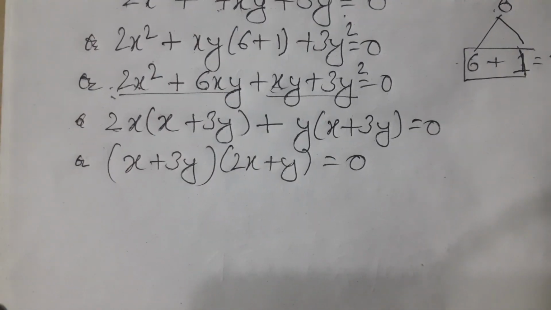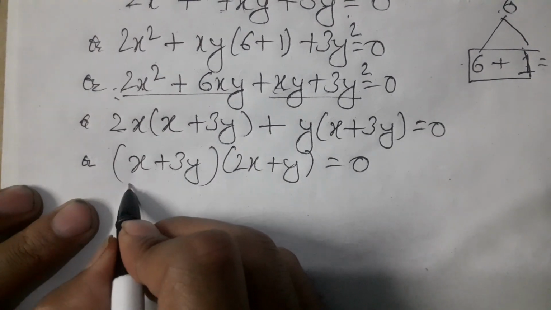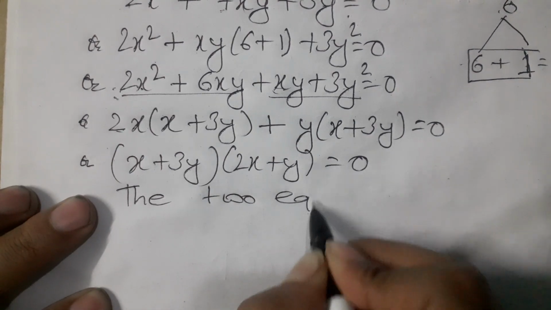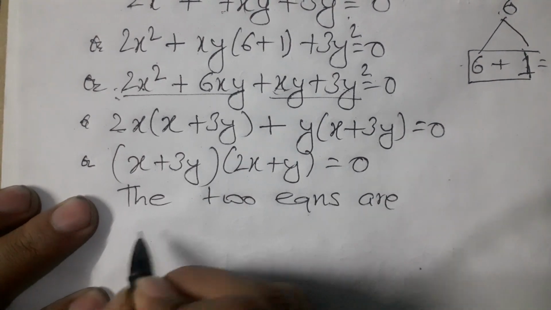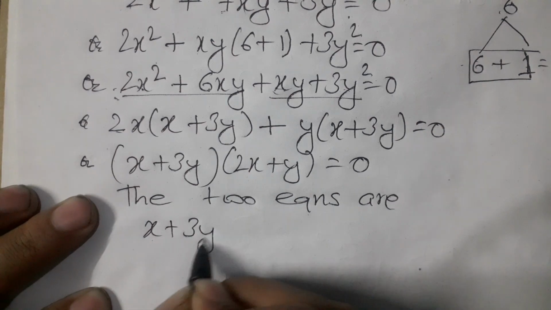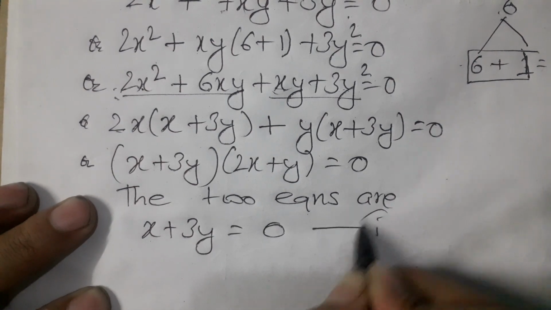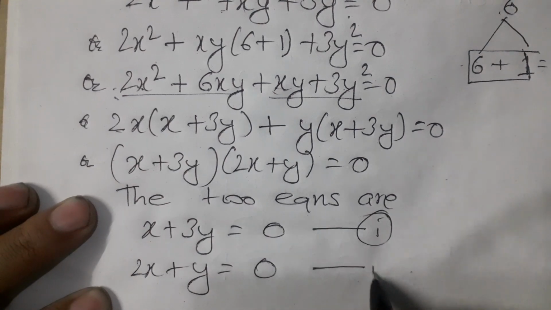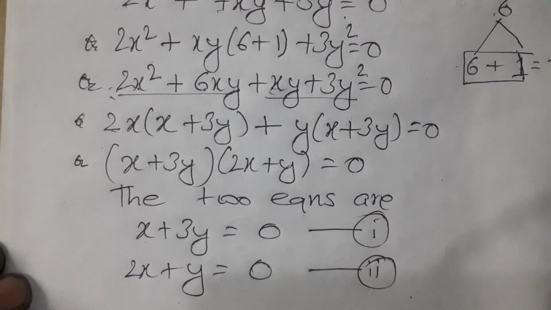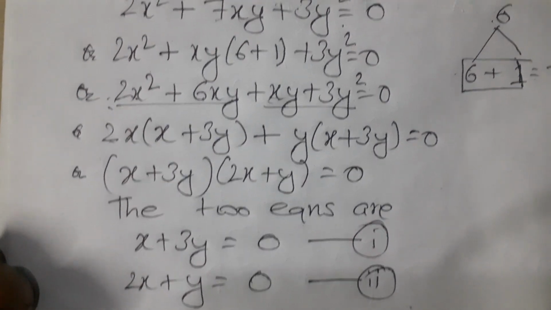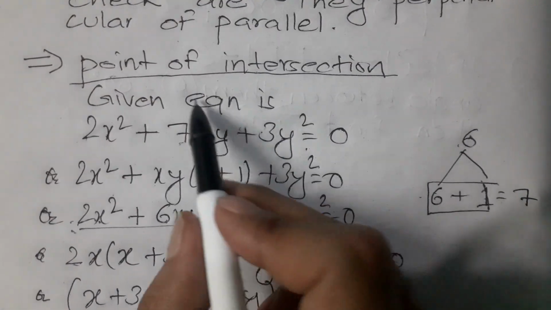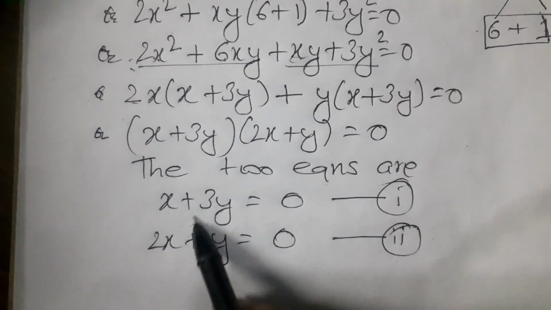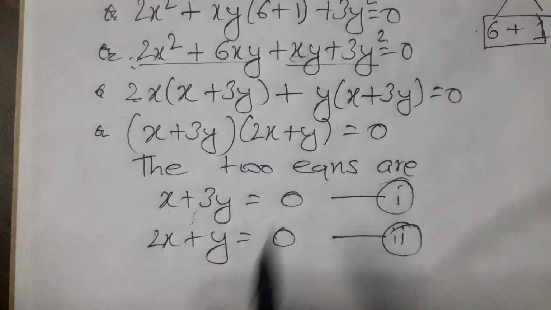And from here you can know, now we have two equations. The two equations are x plus 3y equals 0 is equation 1, and 2x plus y equals 0 is equation 2. But remember, this question has not asked you to find the equations, instead they have asked you to find the point of intersection. However, finding the two equations is mandatory. So we have already done it.